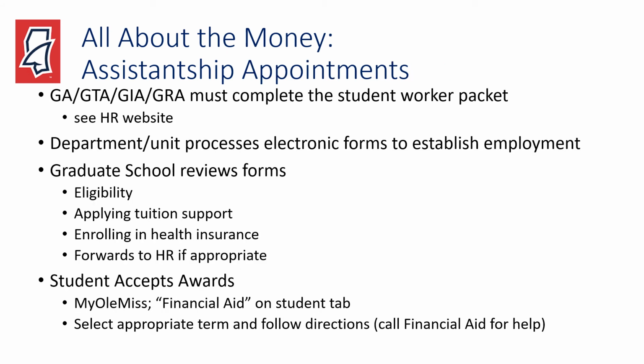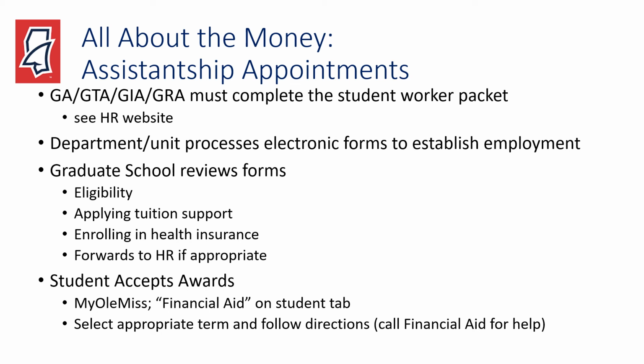Regardless of the type of assistantship, all graduate assistants must complete the student worker paperwork as part of the appointment process. Please see the HR website for this form. The appointment process starts with the department or the unit that is hiring the graduate assistant. That unit has someone process the electronic forms to establish employment. The graduate school reviews these forms to ensure eligibility, to apply tuition support, to enroll the graduate assistant in health insurance, and forwards the form to HR if appropriate.